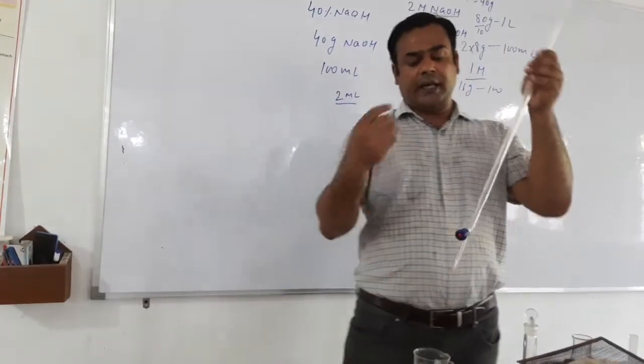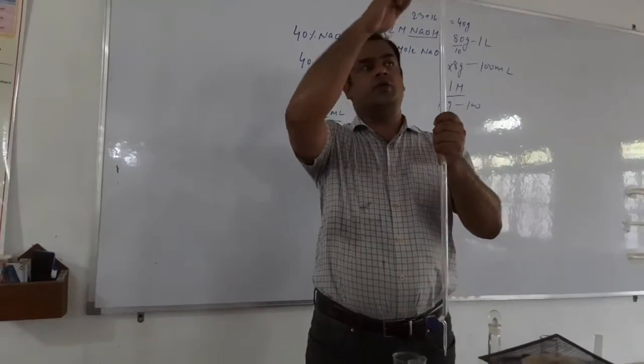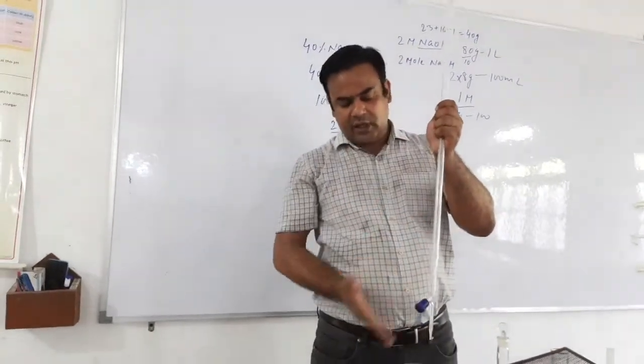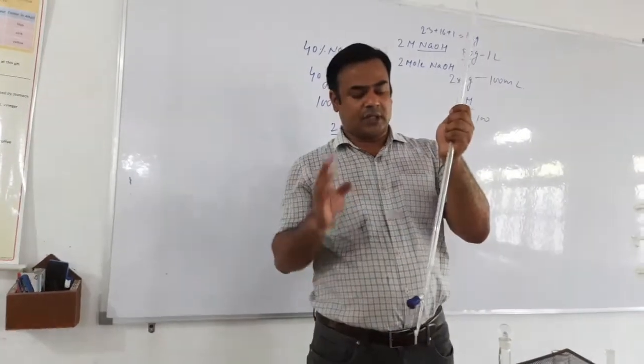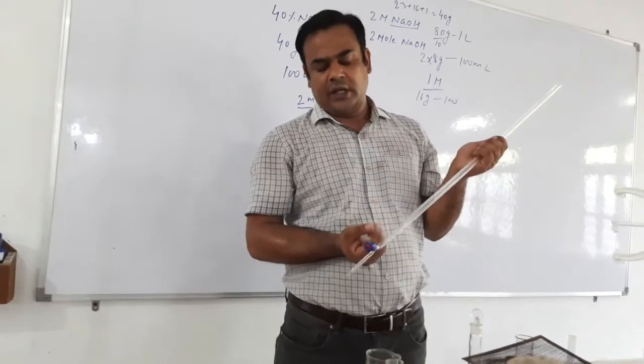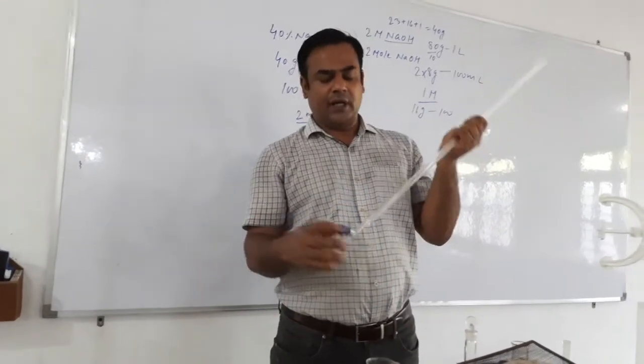To remove them, three methods are there. First, you should fill solution up to here, and then you should release. The air bubble will come out with the solution. Another, even if the air bubble remains, then you can tap slowly on the burette. When you tap, this air bubble will move and it will come out.